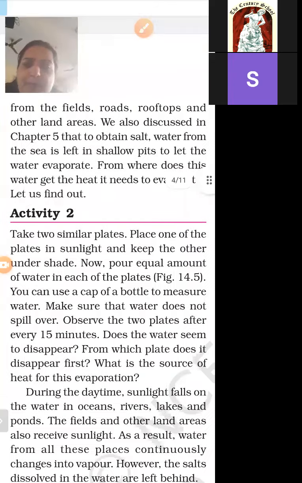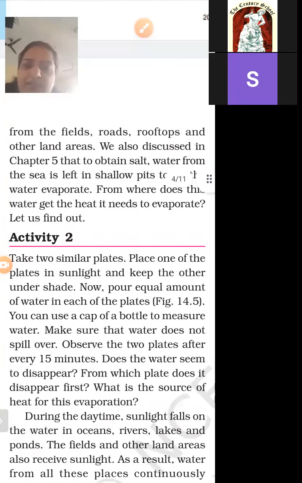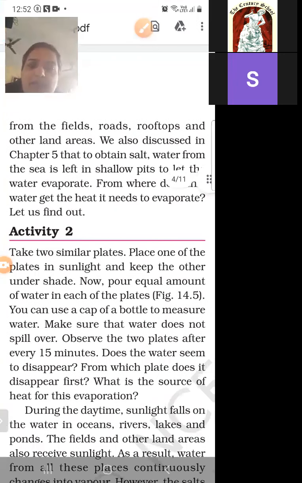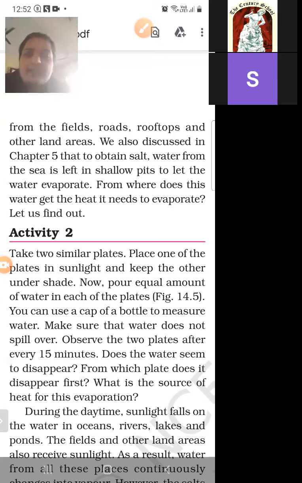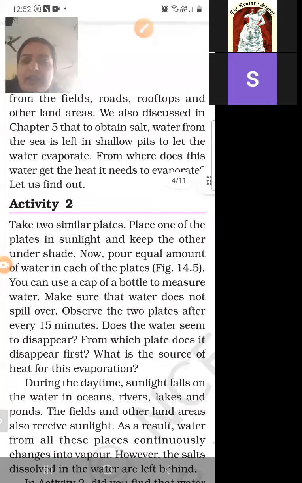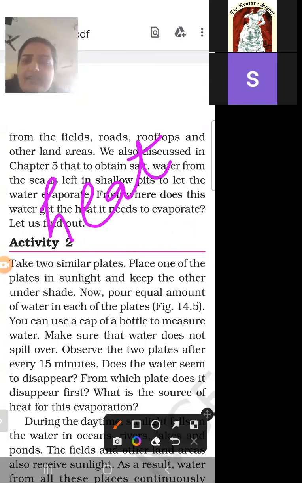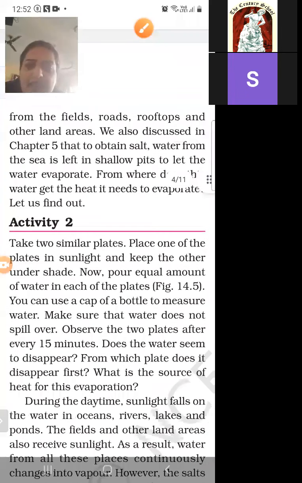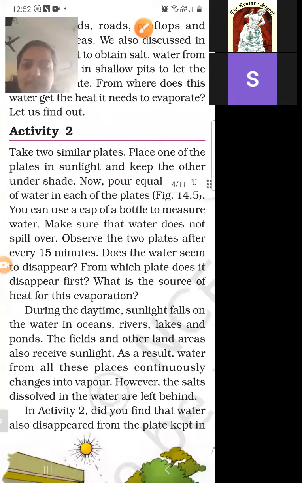So what do you mean by evaporation? The process of changing liquid into water vapor is called evaporation. Which thing is required to evaporate? Heat. So, heat is required to evaporate.